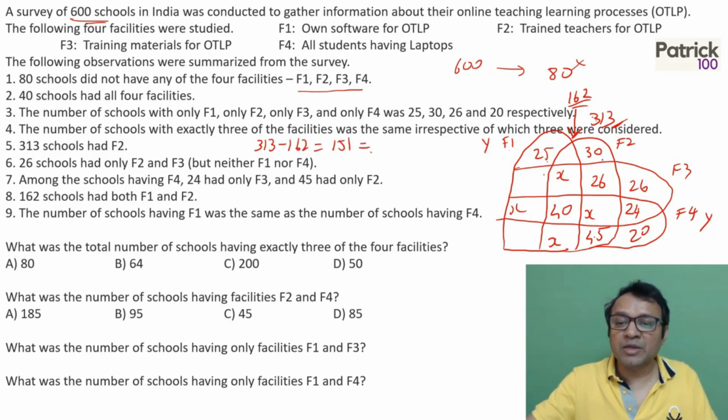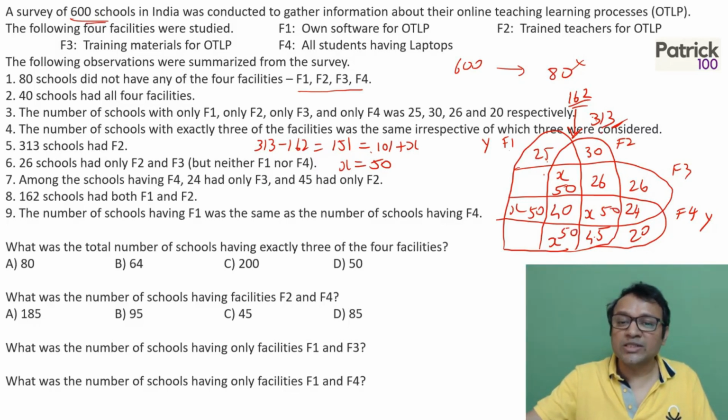What is 151? 151 will be 30 plus 26 plus 45 plus x. 30 plus 26 is 56, 56 plus 45 is 101, plus x. So from that you get x equal to 50. So we get x as 50. That is one number we got: 50, 50, 50 and 50. So we have got almost most.